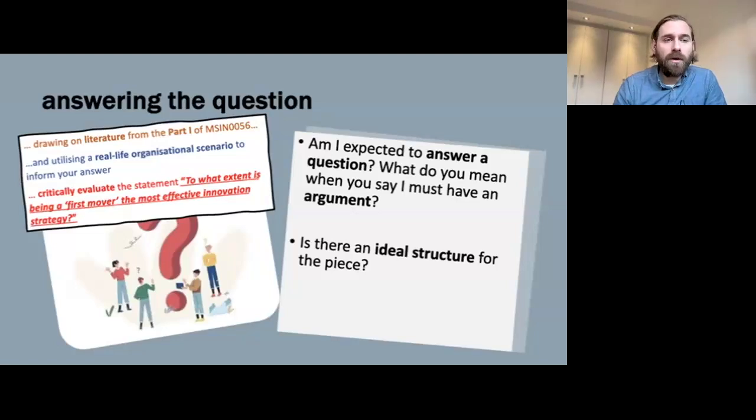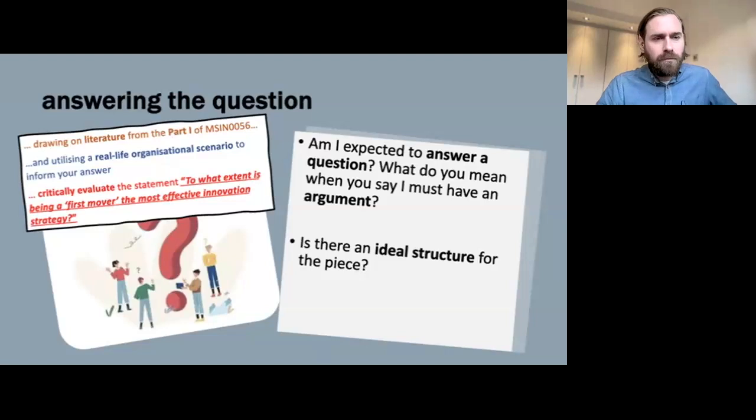The second part is using a real life organizational scenario. So an organizational scenario, as I said, is either picking one organization to explore or picking a battle between 2 organizations. We've said there, a real life organizational scenario, not an industry analysis, not a comparative analysis across industries or across sectors. We are looking for a smaller, more kind of micro example, a micro narrative there.